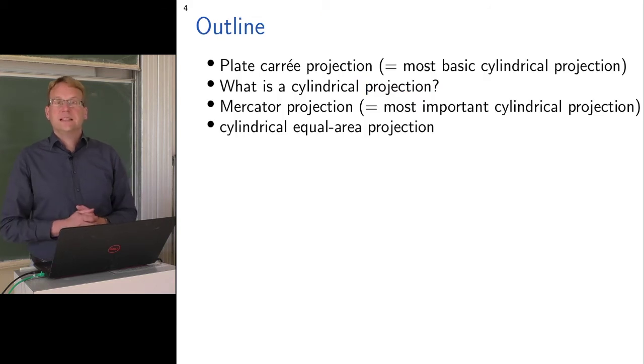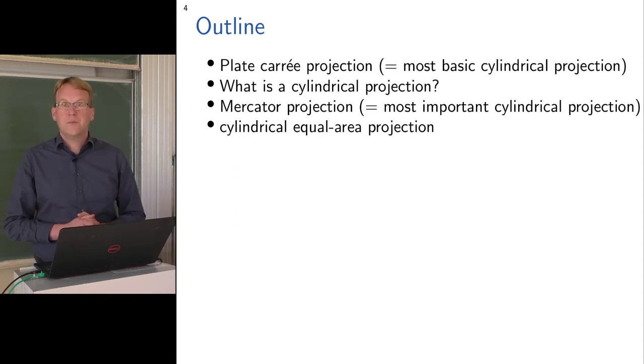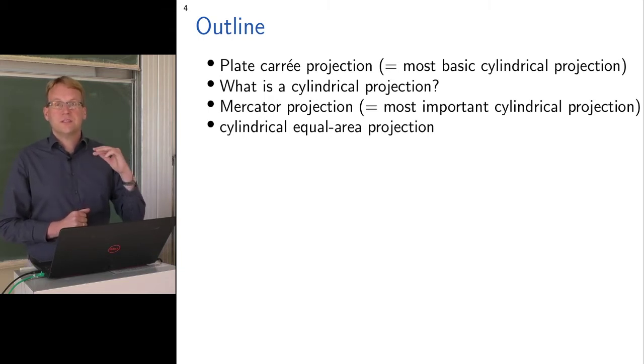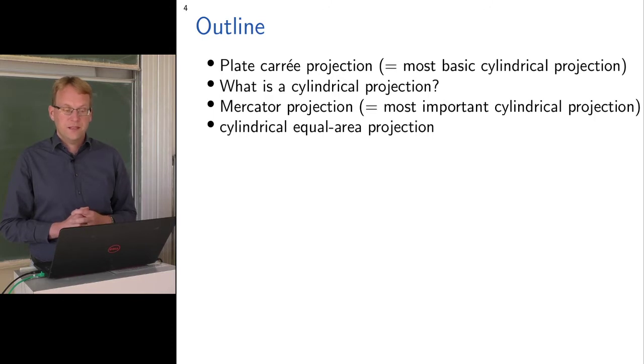Okay, that brings me to the outline of the lecture today. What I would like to present in this one lecture about map projections is, first of all, the most basic map projection that exists, or let's say the most basic cylindrical map projection, which is the Plate-Carré projection. After that, I would like to talk more generally about cylindrical projections. So what is a cylindrical projection? Which properties does it have?